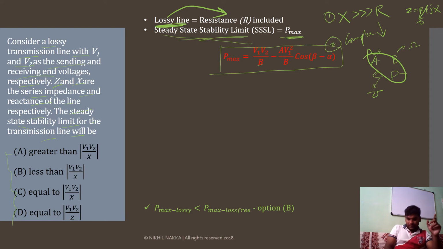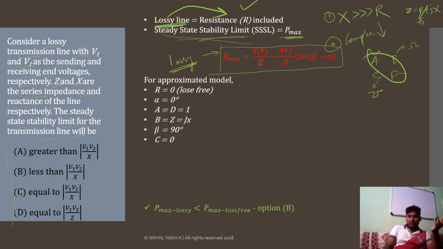V1 V2 by B minus A V2 squared by B cos(beta minus alpha). So this is the actual equation for maximum power that can be transferred in a particular transmission line. Actual equation means when you are considering even the resistance also, when the line is lossy, when no approximation has been made. And generally for an approximate model, the case is R will be equal to 0, isn't it?